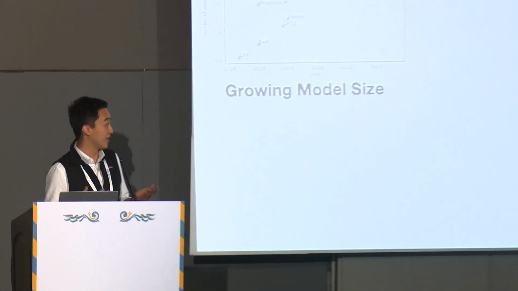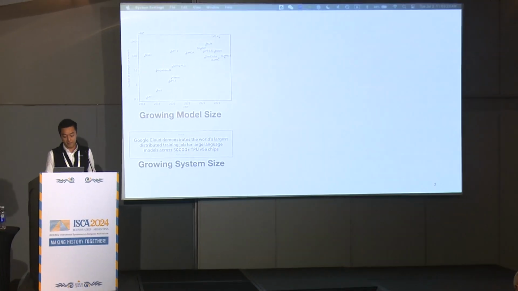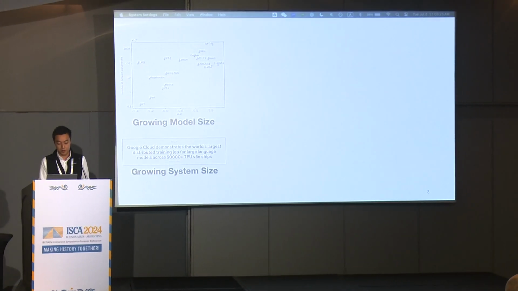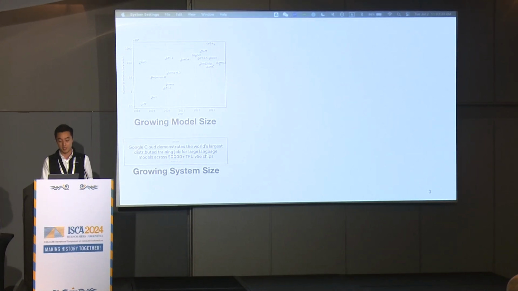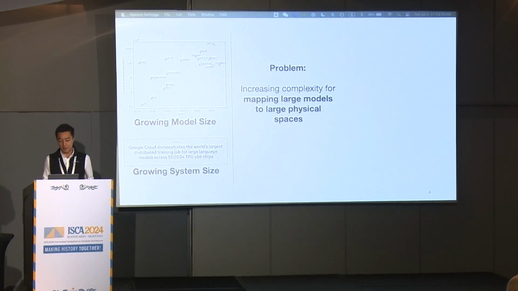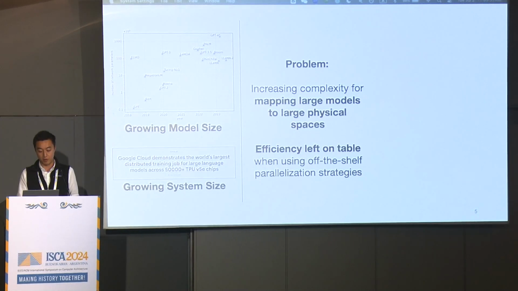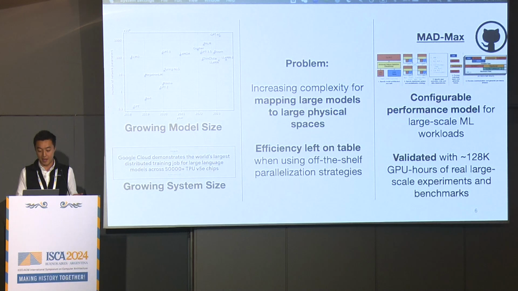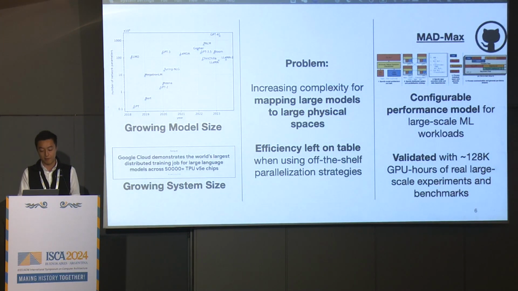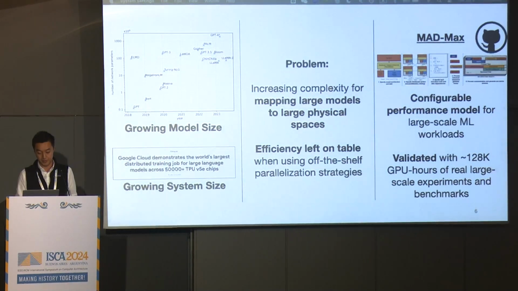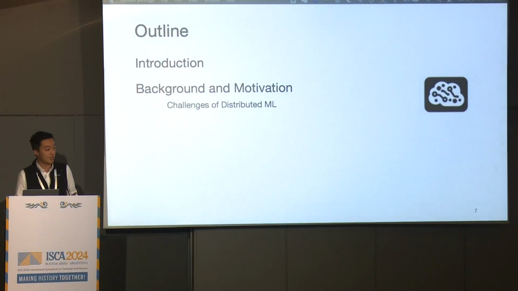So let's take a 30,000-foot view of the problem. While we already know models are getting larger, the complementary fact is that the systems we map these models onto are also increasing in size and complexity. This makes the mapping process that much harder, and it leaves a lot of efficiency on the table when we choose suboptimal parallelization strategies. With MAD-Max, we introduced a validated performance model that is helpful across the algorithm-system stack for finding the right mapping strategies. So if I still have your attention, I'll go over this talk.